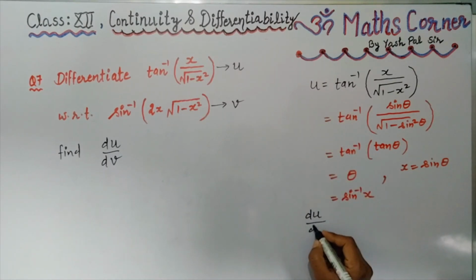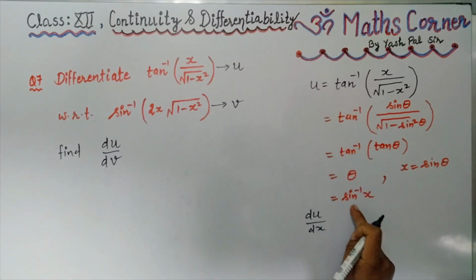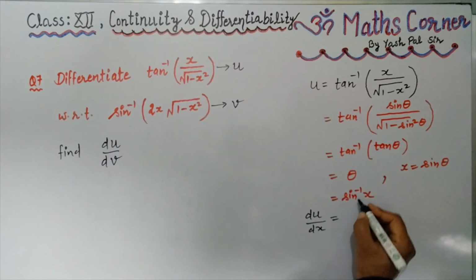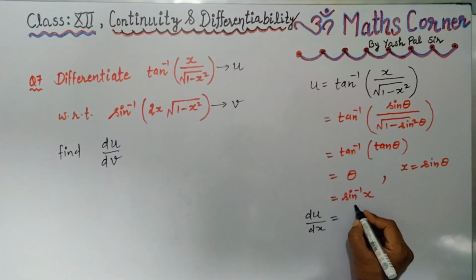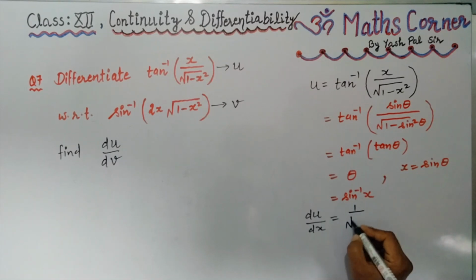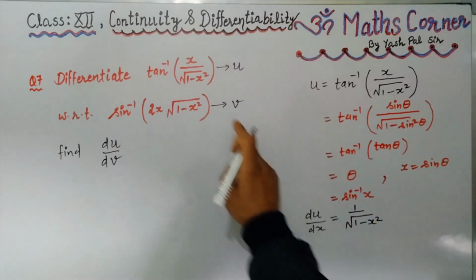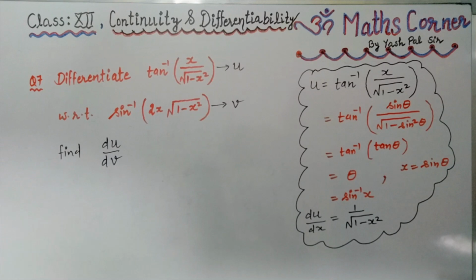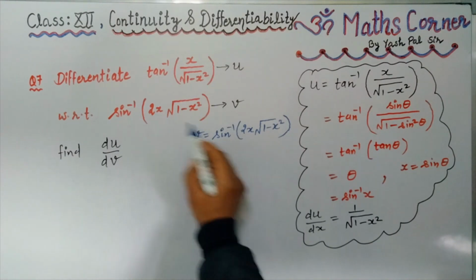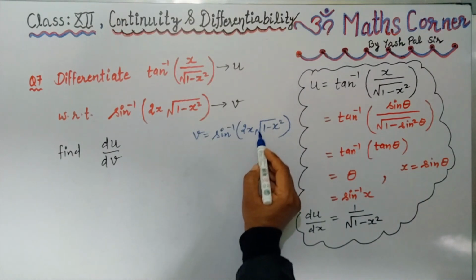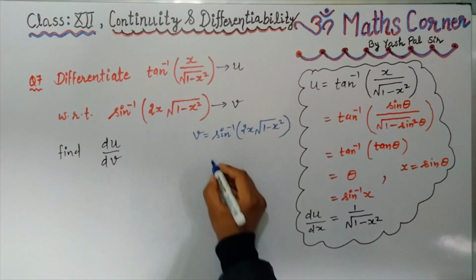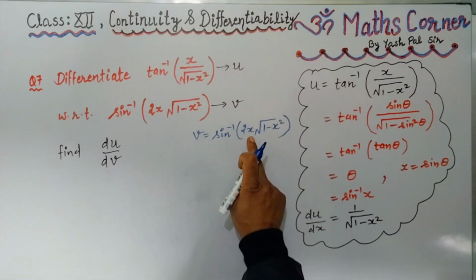So we have du dx, derivative of u with respect to x, sine inverse x formula directly. What is the formula? 1 upon square root of 1 minus x square, its derivative. Similarly we take v. This was u. Now what is v? V is equal to sine inverse of 2x into square root 1 minus x square.